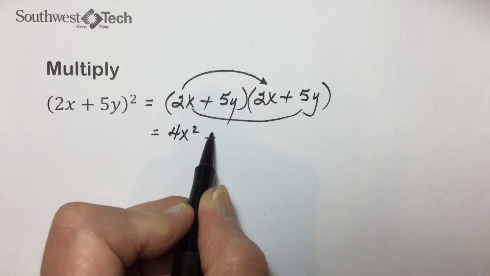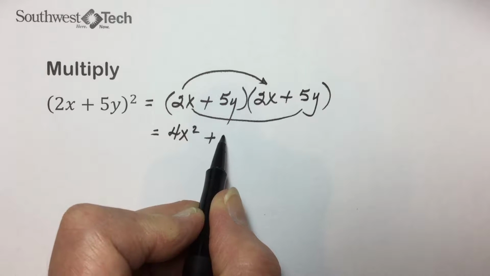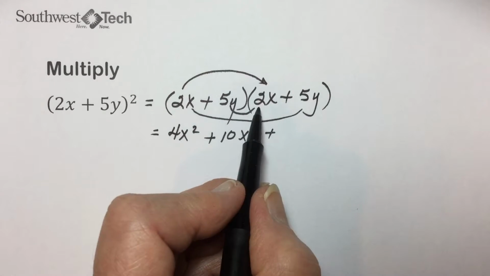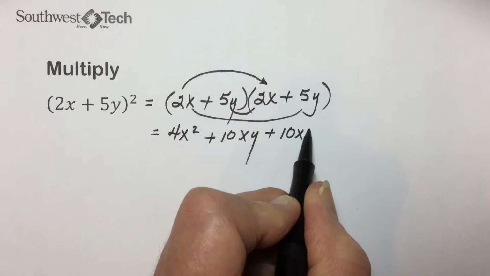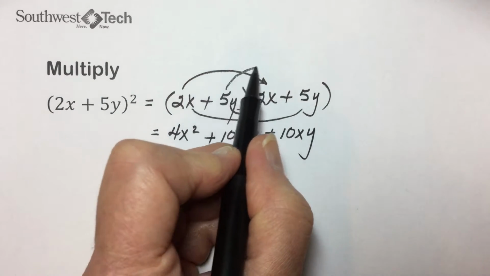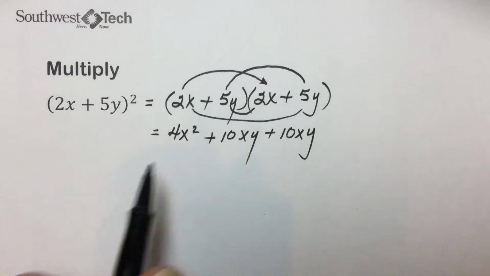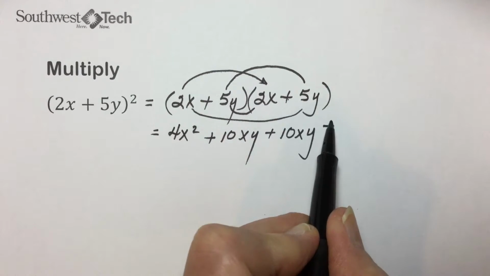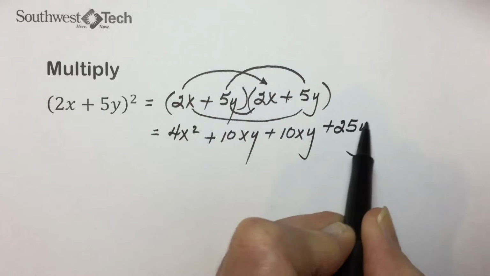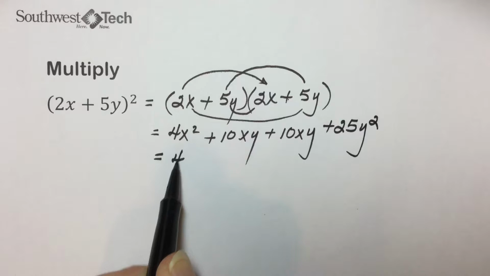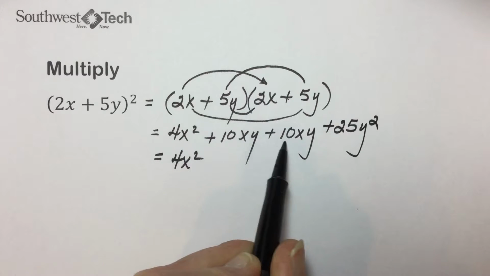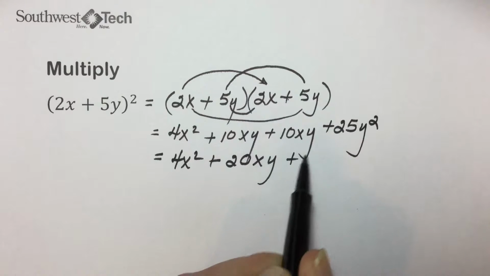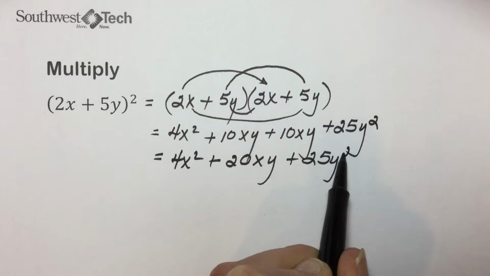Outside terms multiplied, 2x times 5y is 10xy. Inner terms multiplied together, both positive, 5 times 2 is 10, x times y, xy. And L for the last terms multiplied together, positive 5y times positive 5y is 25y squared. Simplifying by combining like terms, 10xy plus another 10xy is 20xy. And here we have our final answer.